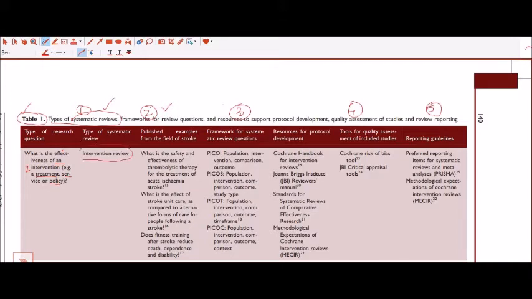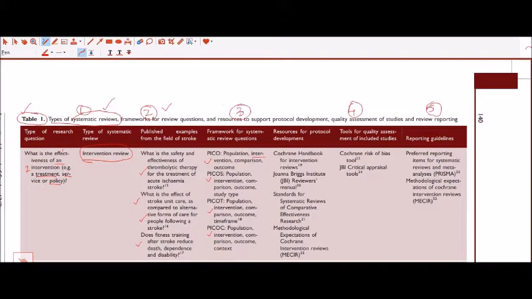And the type of systematic review you are talking about is the intervention review. For example, the questions are: what is the safety and effectiveness of something for the treatment of something? Second, what is the effect of something as compared to this other thing for this one? Next, does fitness training after stroke reduce something? So you can see the differences out here. And what framework are they using? They are using PICO, PICOS, PICOT.